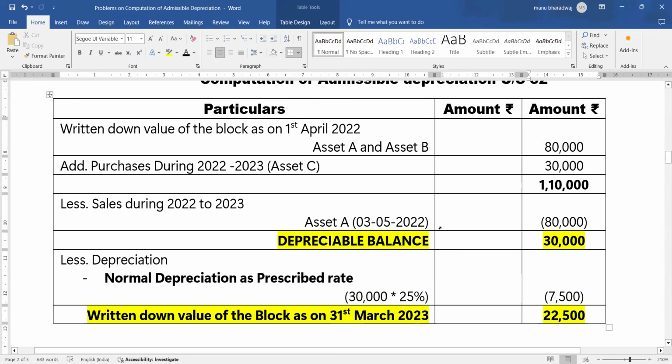So this is how we need to solve the problem. This is a basic problem. Further, we will solve some more problems in which you have some additional adjustments and additional information. If you have any doubt regarding this particular problem, you can put your doubts in the comment box.